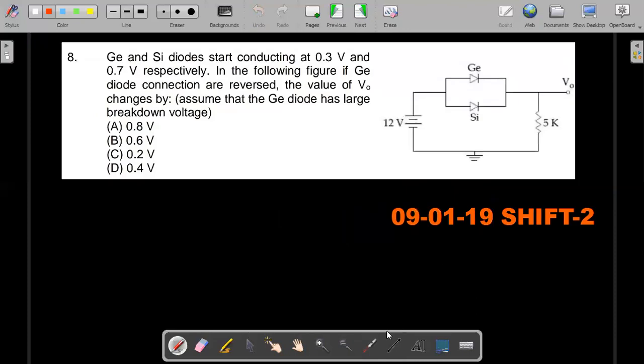Okay, next one. Diodes. Germanium and silicon diodes start conducting at 0.3 volt and 0.7 volt. These are called knee voltages. In the following figure, if the germanium diode connection was reversed, initially whatever connection is there, they are reversing, the value of V0, which is output voltage, changes by. Assume the germanium diode has large breakdown voltage, so that it doesn't break down, he's trying to concentrate on. Okay, so let's move forward.